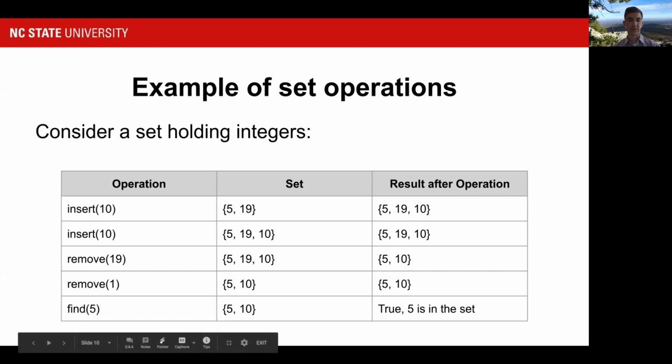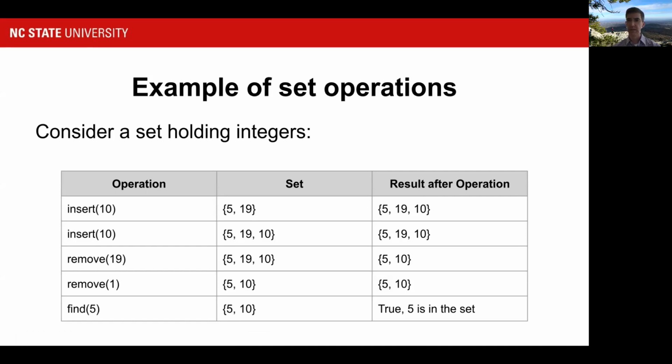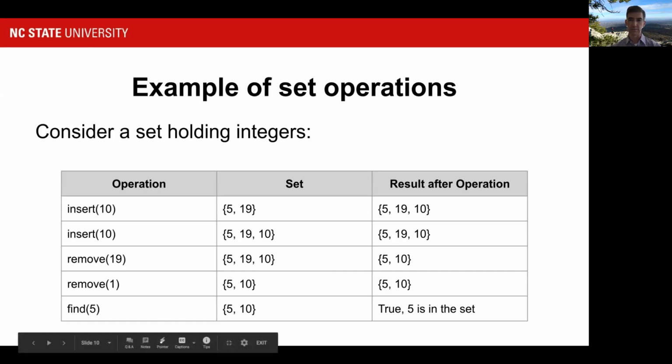And if I try to find 5, then I do have a 5 in the set, so the result is that I should return true. And you could even imagine a variant of this interface in which not only do I return true, but I return a reference to that item in the set if I so chose to do so.